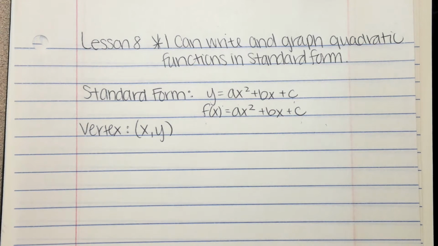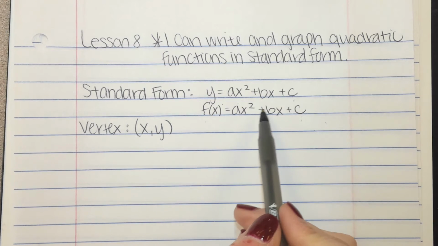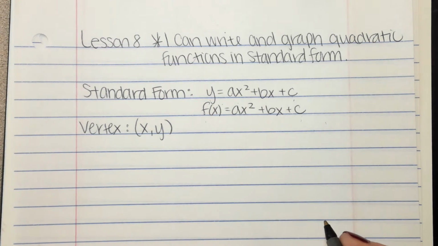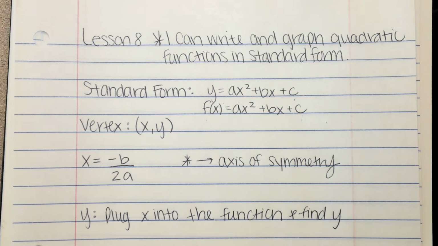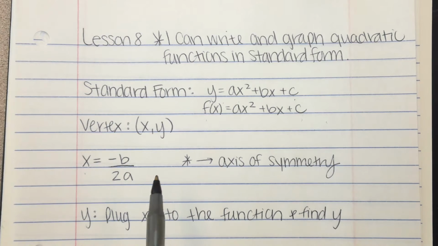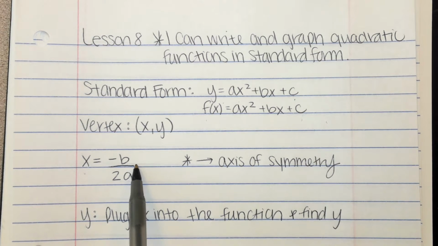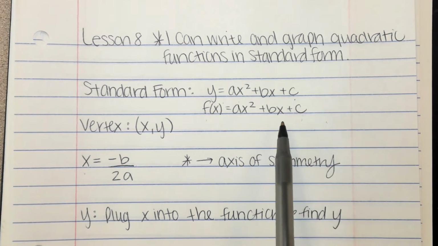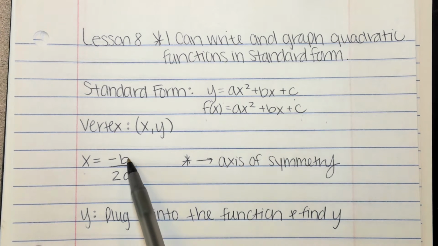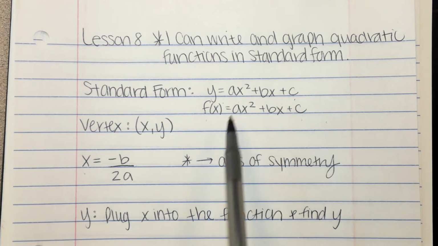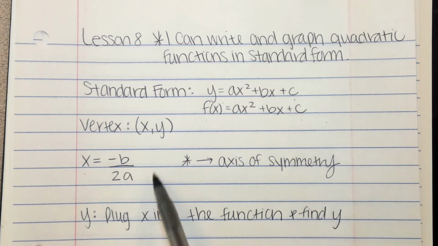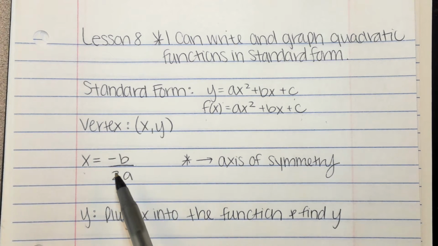So your vertex is an ordered pair. It's a coordinate point, x comma y. But we can't just look at this and see our x and y. Or like in vertex form, it was h and k. So we need to know how to find those. Okay, so x. You find x by doing the opposite of b divided by 2a. So you take the opposite of your b value, and it goes on top. You do 2 times a on the bottom. You simplify and see what you get for your x value.